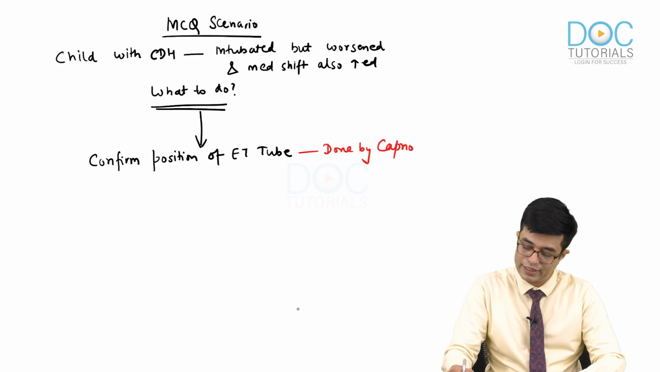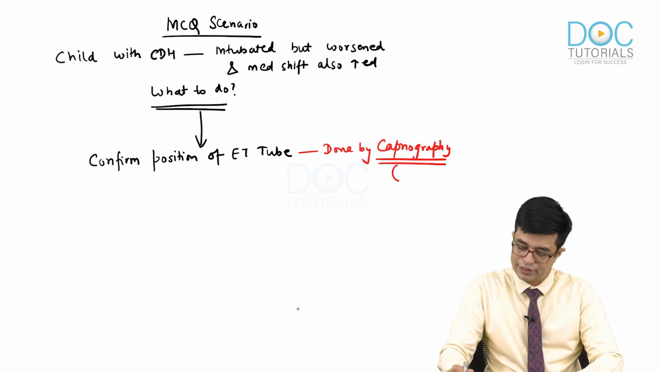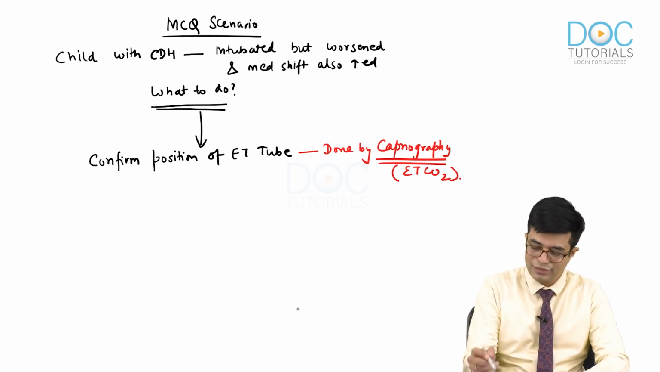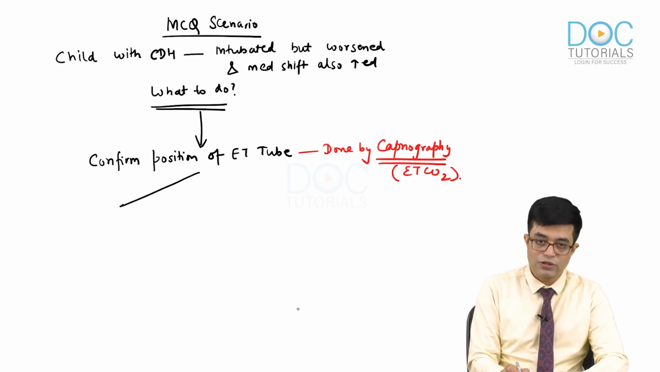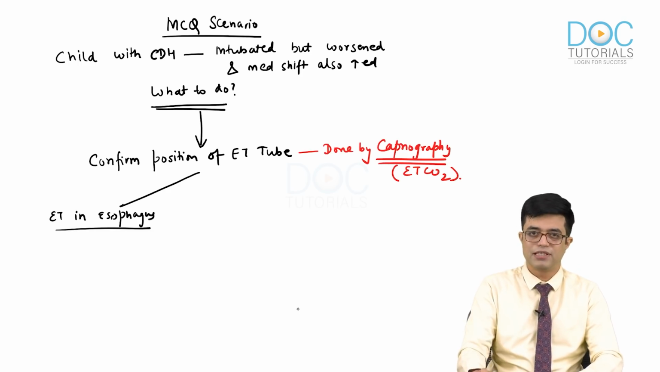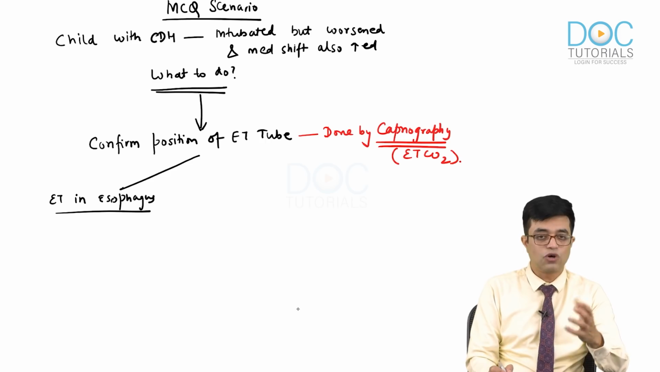You cannot do it by a chest X-ray. So with capnography, you will check for end-tidal carbon dioxide measurement, EtCO2, and look for the position of the endotracheal tube. Now there can be three possibilities. If the endotracheal tube is in the esophagus, then you have put the tube wrongly. This is very common in the first year of residency when you move into MD. So the tube is in the wrong place.